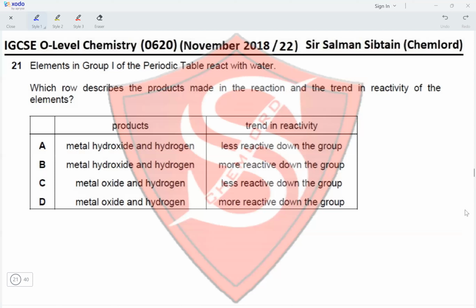Group 1 metals are more reactive down the group. Products are metal hydroxide and hydrogen. So the products are correct, but the trend is incorrect. Next, metal hydroxide and hydrogen. Products are correct, more reactive down the group. Trend in reactivity is also correct. Next, metal oxide and hydrogen. No. Less reactive down the group, no. Metal oxide and hydrogen, no. More reactive down the group, yes. So the correct option for this question is option B.